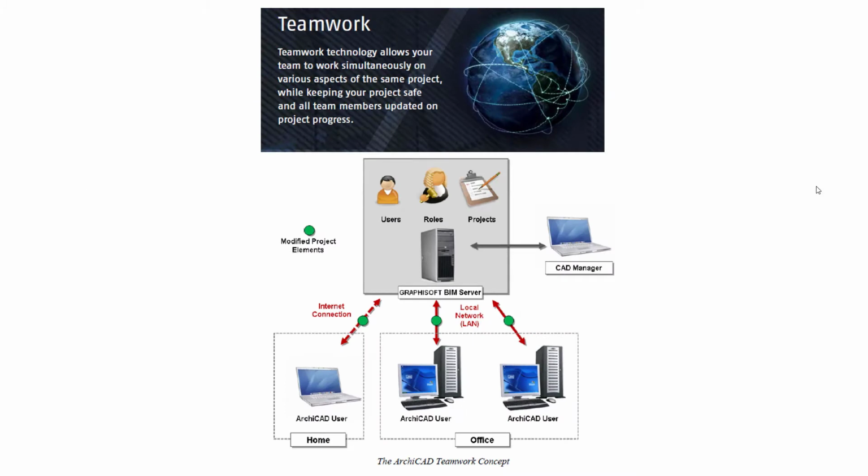Teamwork is another very important tool, because it allows the team to work together on a single model over the internet. And it can happen in an office network and even between people in different cities or countries. When the project is shared as teamwork, it is hosted on a server, which is the Graphisoft BIM server, to be installed on a computer in the office.